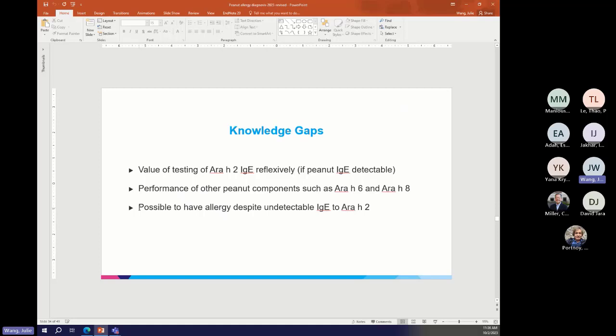And then of note, history ultimately is number one. And so it is possible to have a history of convincing allergy, and in fact real peanut allergy, despite having an undetectable IgE to RH2. So that's always important to keep in the back of your minds: if testing doesn't match what you know in history, more evaluation is going to be needed to help find the true answer. Don't let the testing in isolation drive all your decision making.